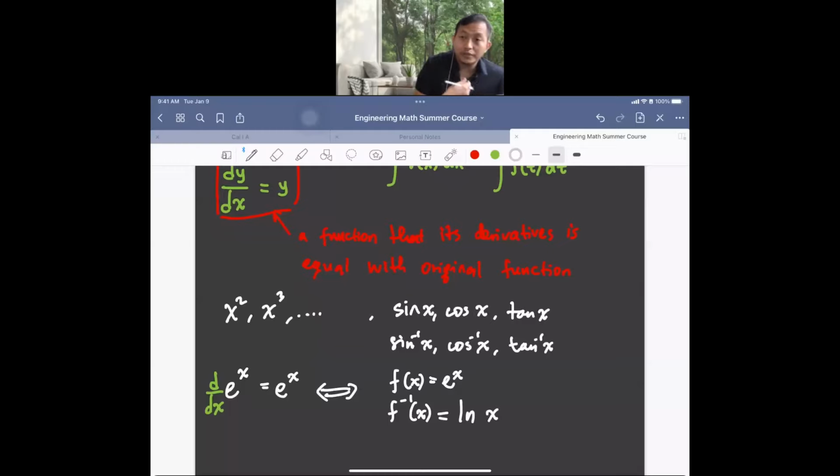And I hope you are familiar with the graphs, okay? For example, you have reciprocal functions like 1 over x, 1 over x squared. I hope you're still familiar with the graphs. Sine, cosine, tangent, how about the graphs? e to the x, log, ln x, what are the graphs? I hope you still remember that.